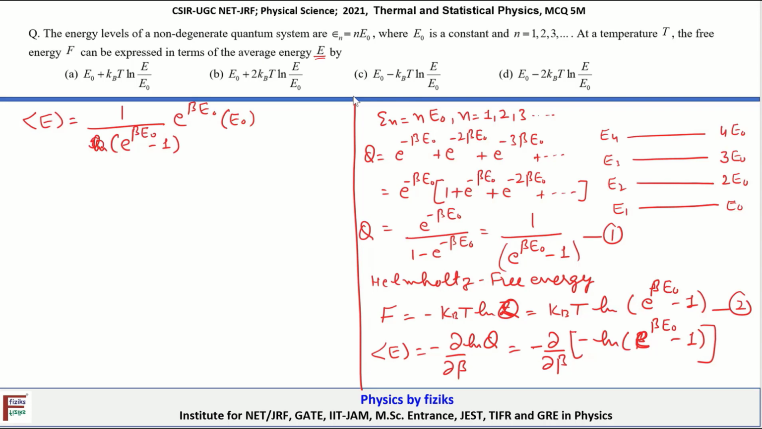From this result I can write E0 upon the average energy, and then multiply by this exponential beta E0 factor. I am taking this to the left hand side, so into exponential beta E0, that is equal to e to the power beta E0 minus 1. So let me call this equation 3. We will make this substitution for e to the power beta E0 minus 1 in equation 2, so equations 2 and 3.